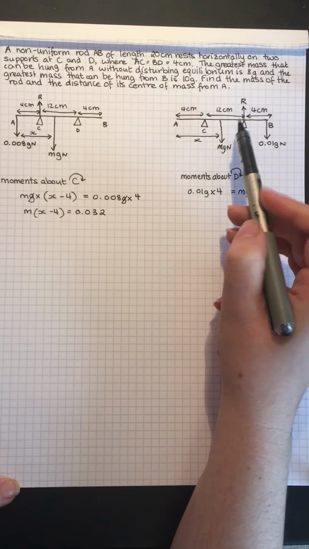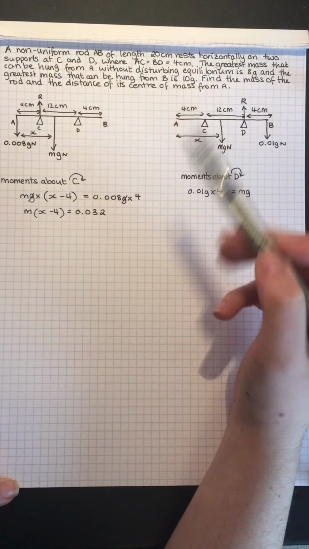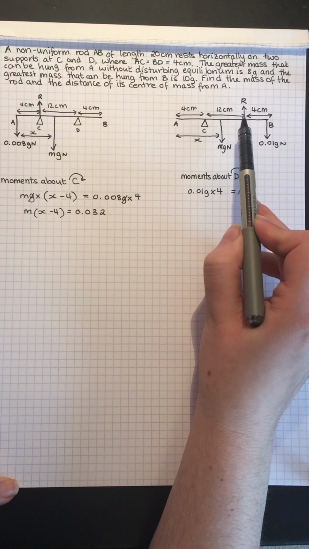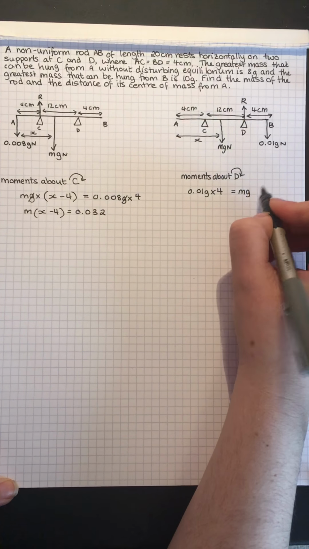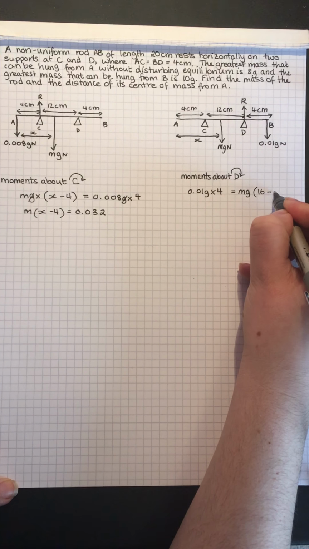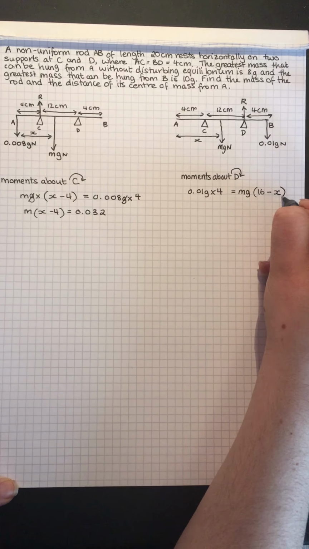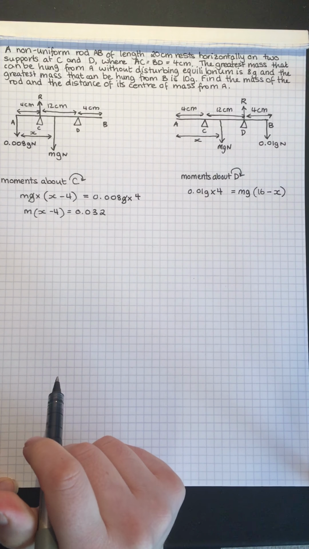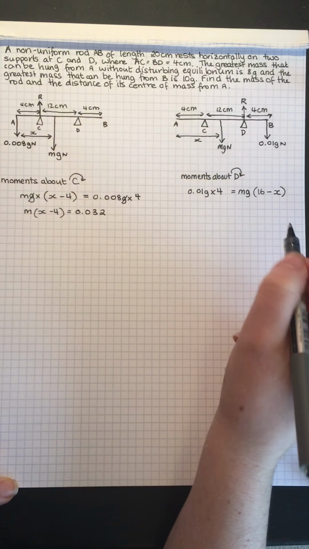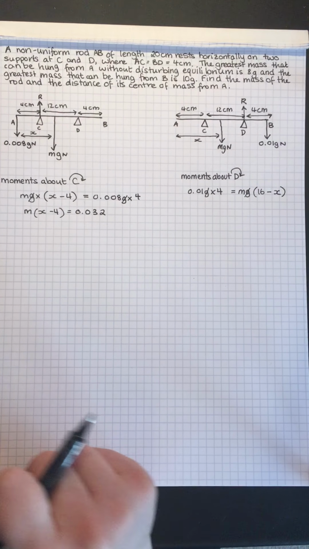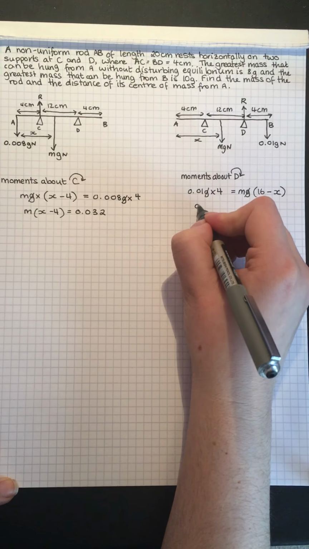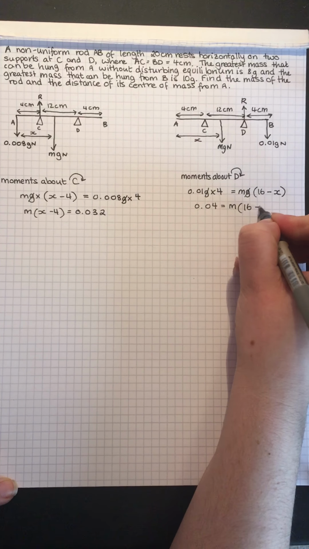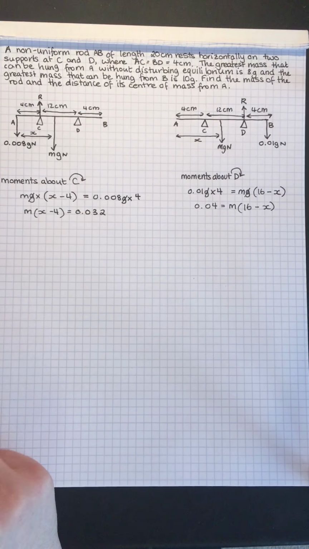Now we need to be careful thinking about what this distance is, because we want it in terms of x. So we think about this distance is going to be all of this, so 16 centimeters minus x. It's going to be 16 minus x. And that will leave us with the distance from D there. Okay, so simplifying this again, very nicely, G cancels out for us, and we end up with 0.04 equals m(16 minus x).